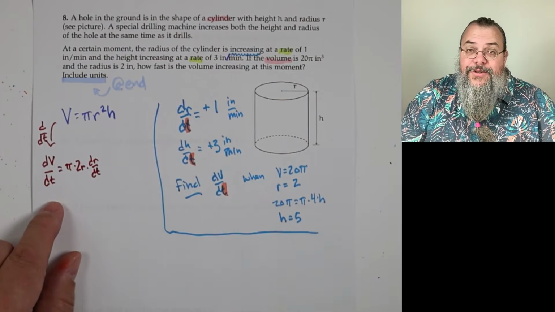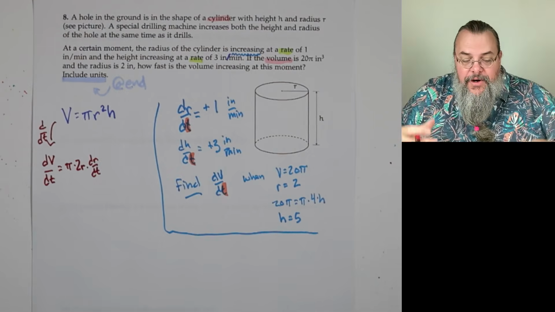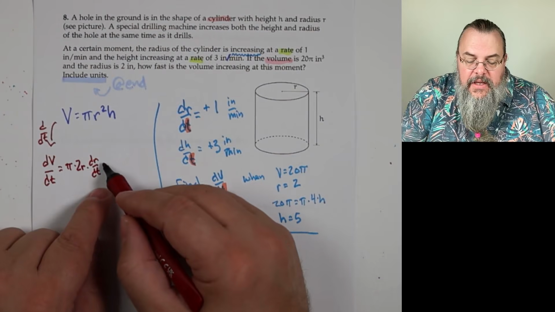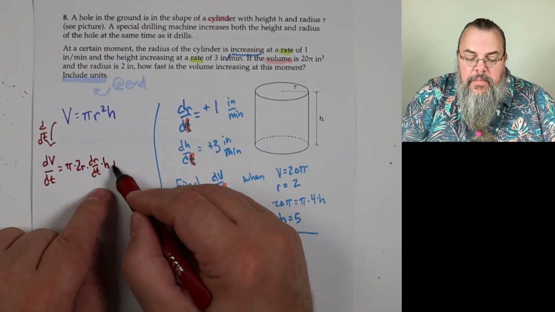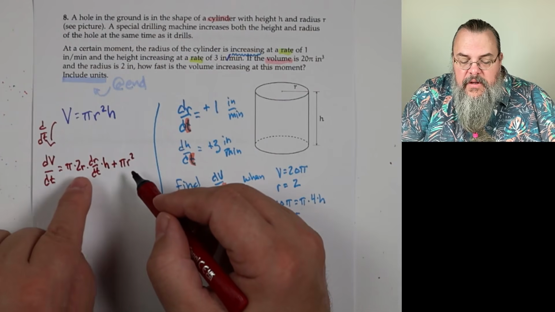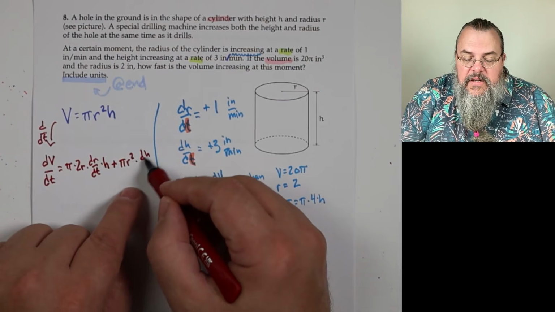That's a chain rule, right? So derivative of r squared is 2r times the derivative of r, and we're taking derivative of r with respect to t, so that's dr dt. And don't forget the h, plus pi r squared, all right? So that was the derivative of the first times the second, plus the first times the derivative of the second, dh dt.